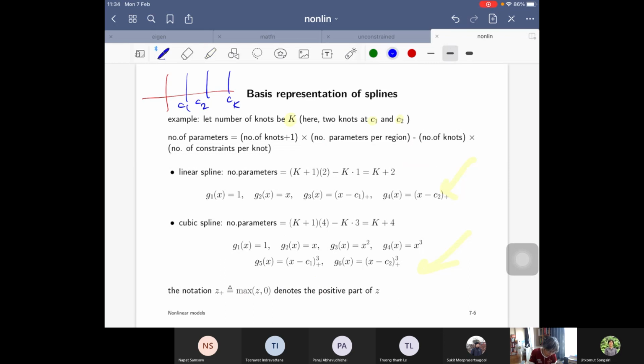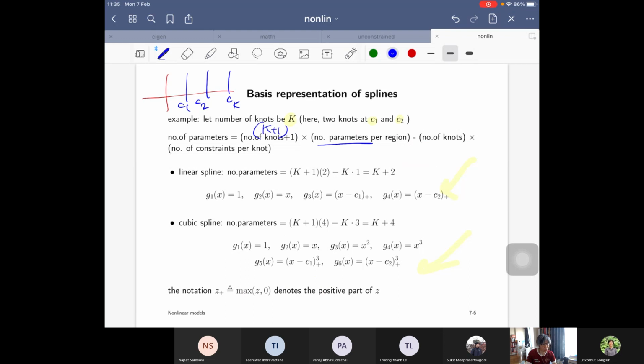So you have k plus 1 regions, okay? And then per region, it depends on the degree of polynomial you use, right? So at this step, I'm going to count how many parameters it requires in a spline. So it depends on the degree of polynomial. Let's say this is the number of parameters per region, and then you multiply with k plus 1.